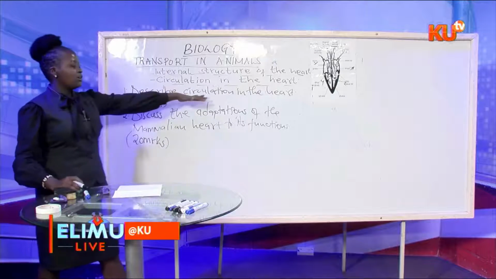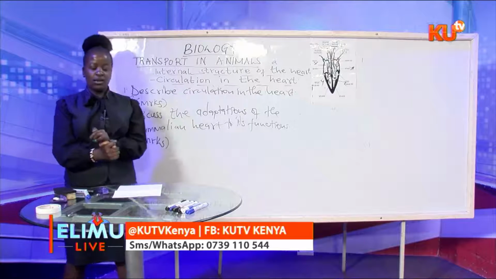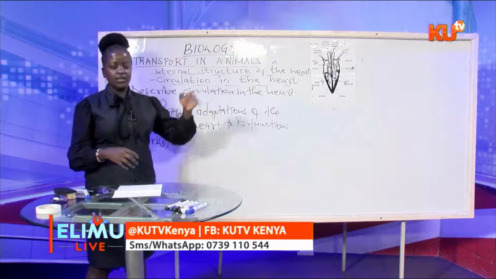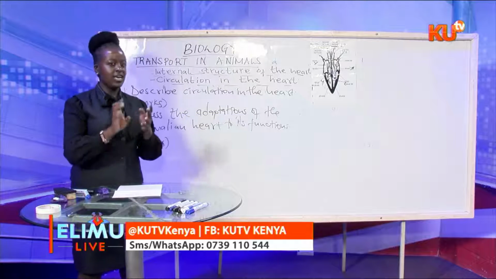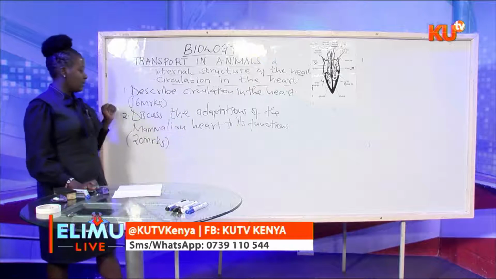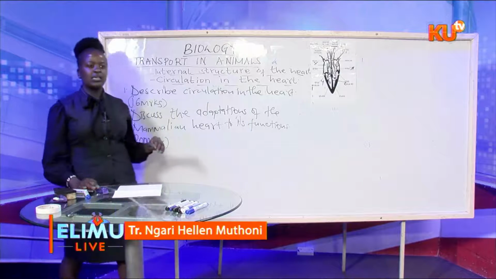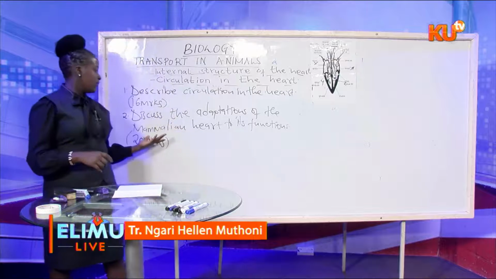So describe circulation in the heart. When you're describing circulation, number 1, ensure that you are relating the blood vessels. You're also relating the chambers. You must mention the blood vessels and the chambers. Now the second one, discuss the adaptations of the mammalian heart to its functions, 20 marks.